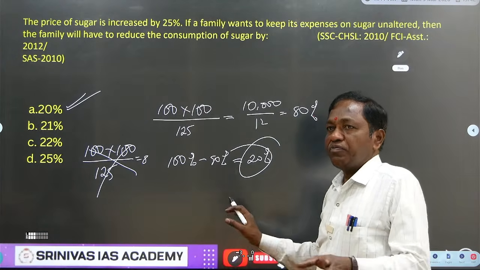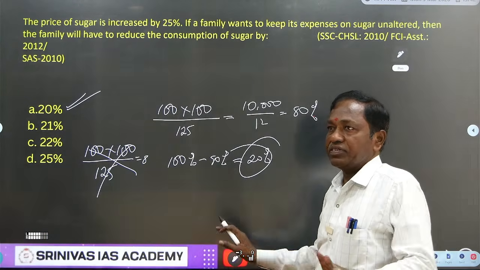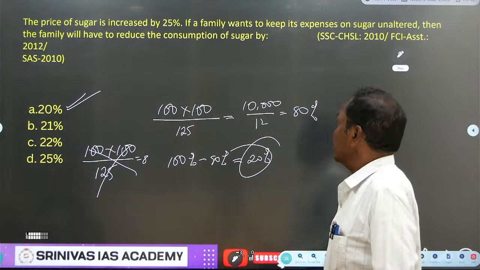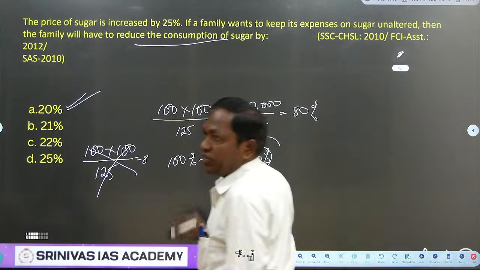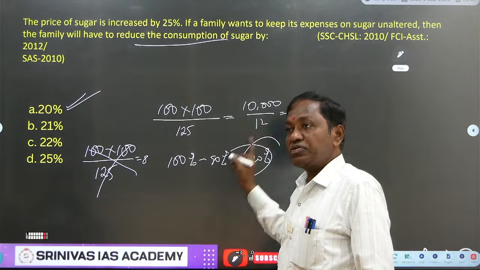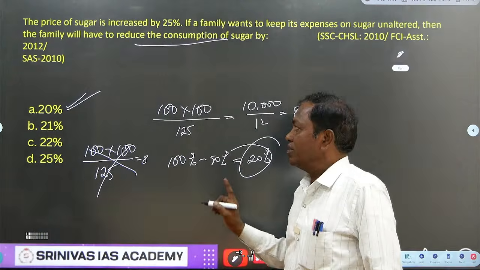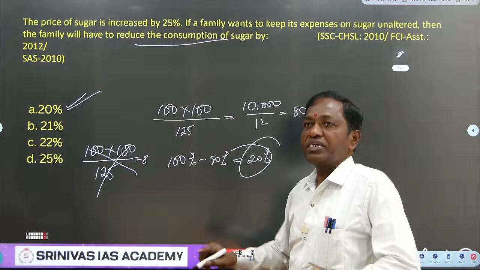For everything you can keep one type of fraction and finish it up. But the question is how much consumption has to be reduced, meaning 80% consumption can be there, and you have to see that, because of course that 80 is not given. If that 80 is given, then again it is a problem.